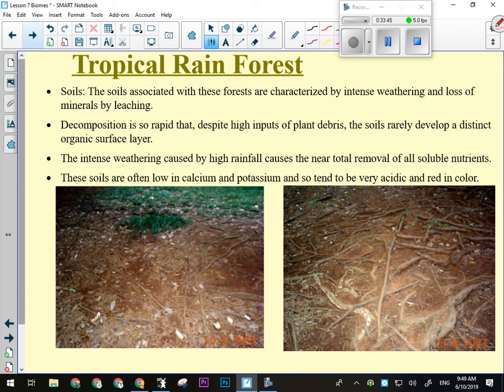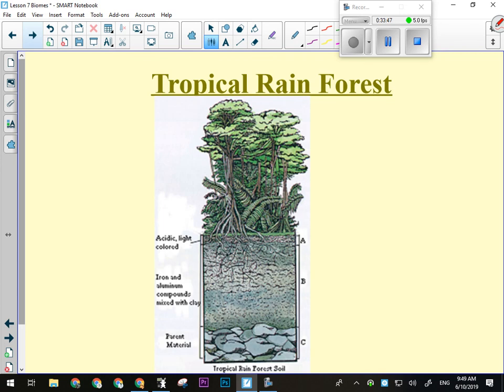So the soil profile, remember we talked about the A and B and C horizons earlier. The A horizon is essentially absent. There basically isn't one. The B horizon is the bulk of the soil and it's mostly clay, and then the parent material is further down from that. That's the rocks.